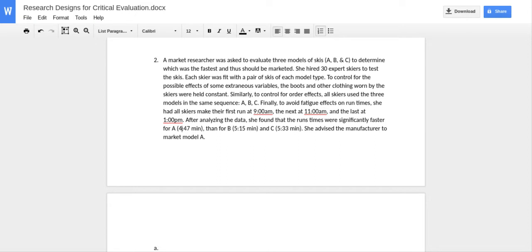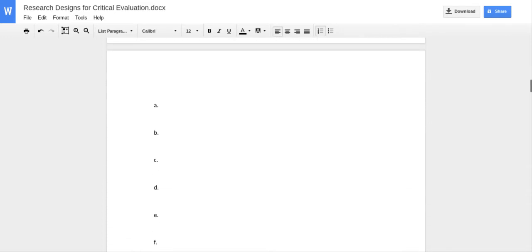So, what type of design is this? What are the variables involved? What is the conclusion? Is it a good conclusion? And are there flaws here that you can point out?